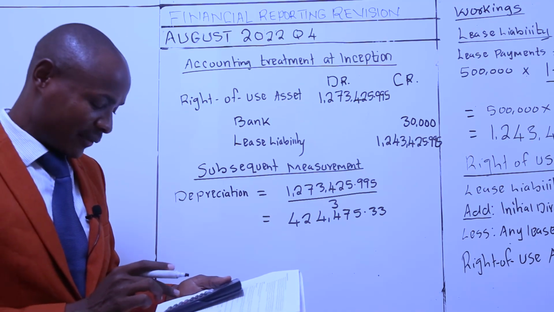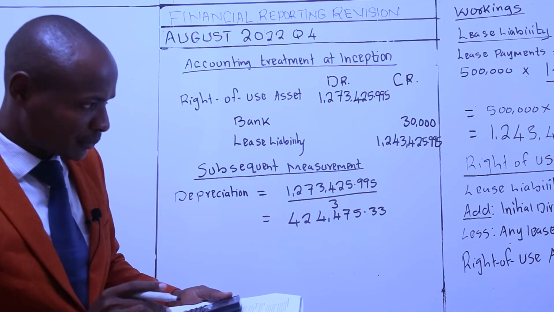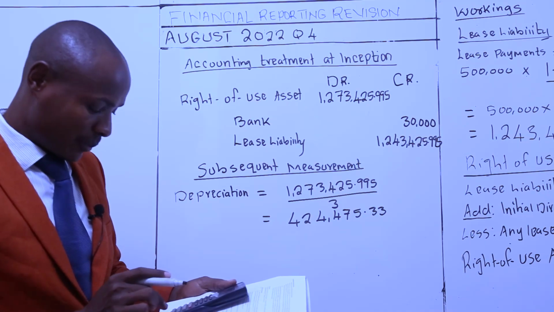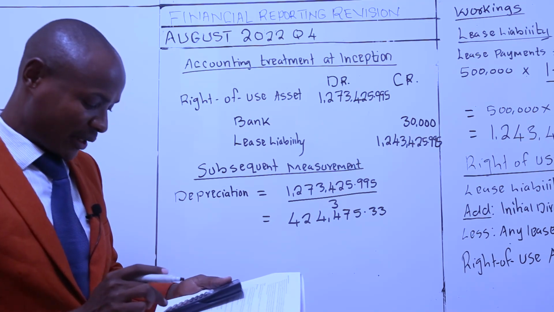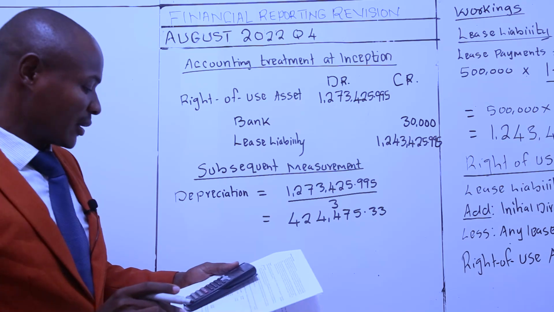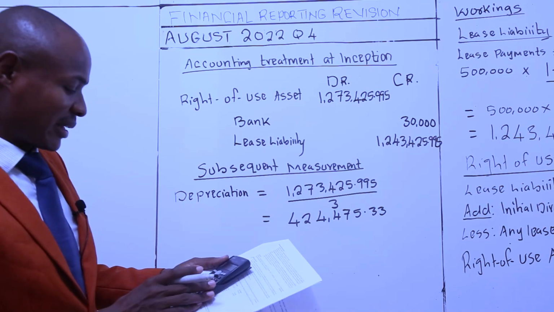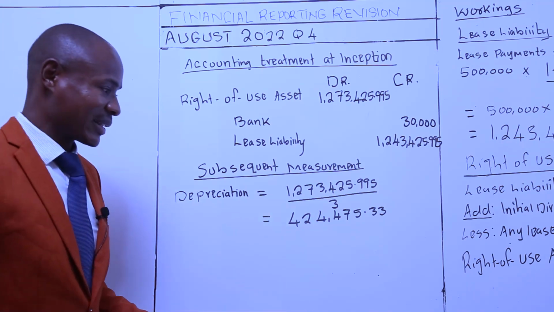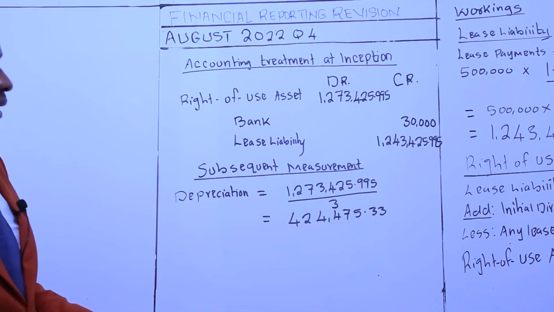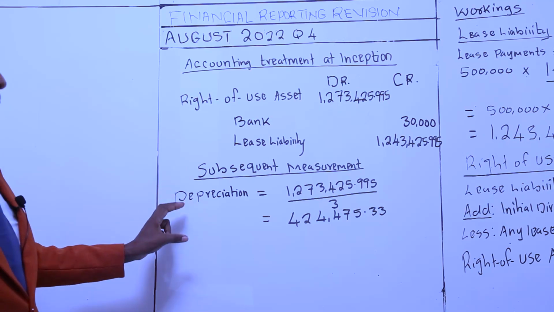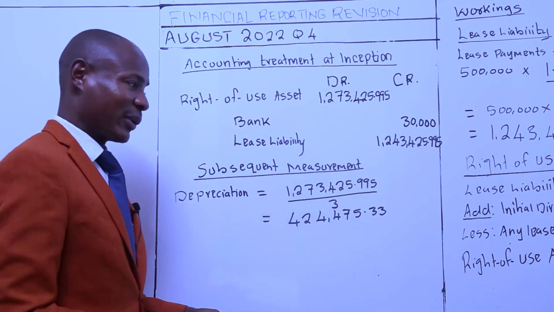So that is 1,273,425.995 divided by 3. It's 424,475.33, and perhaps 17 at the end, but we can stop there. That is the depreciation that will be provided annually.